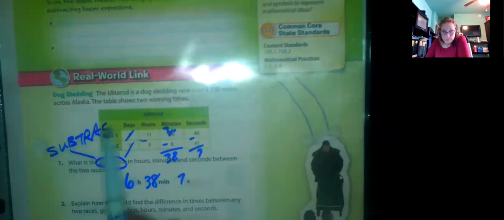But here we have a difference, right? 11 take away 5, there's a difference of 6 hours. 46 take away 8, we need to borrow. So we get 38 minutes. And again, we need to subtract, and so we get 7 seconds. So difference tells us to subtract.